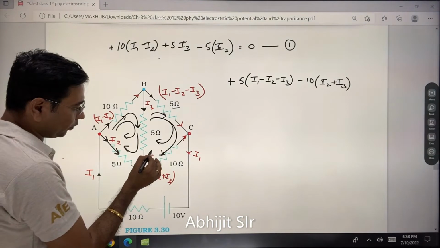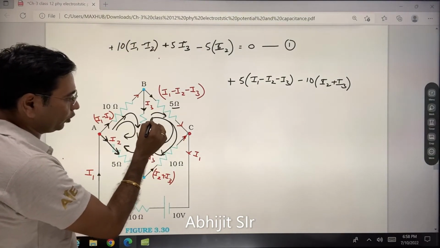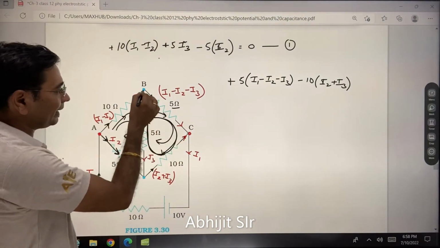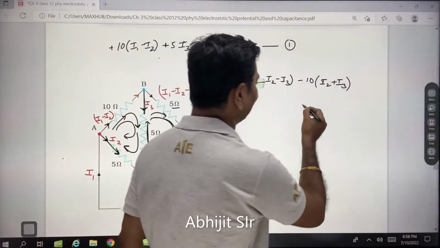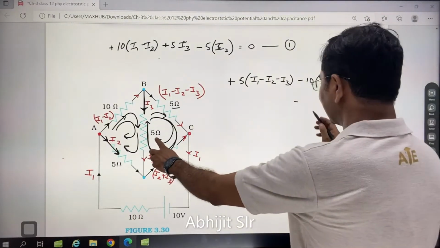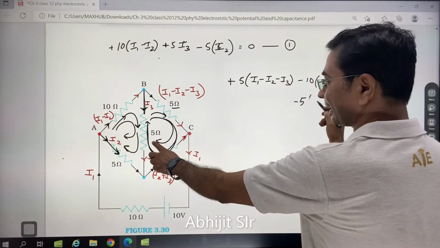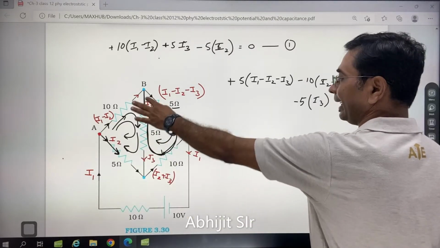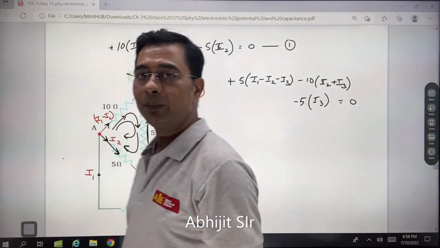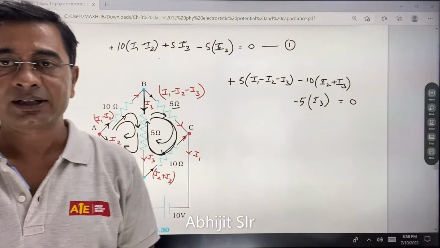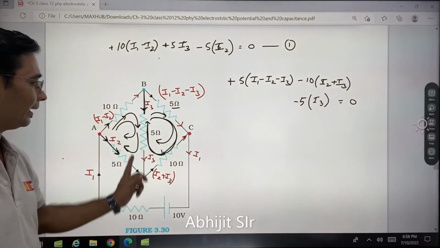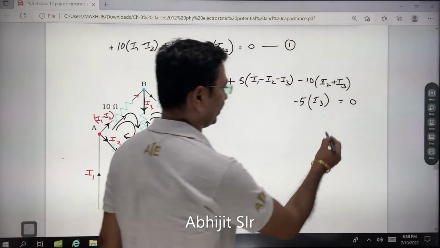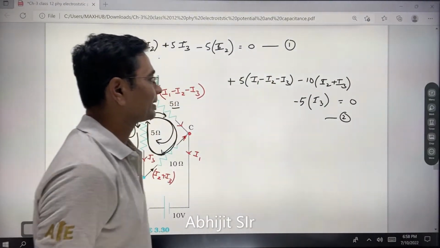Now look at what happens next. Now I am going upward, the loop is going upward, but my current is coming down, so once again a negative sign. The resistance value is 5 and the current over here is I3. So look at the voltage drops, and you ended where you started. The loop is over. Where you start is where you finish, so this becomes my second equation.